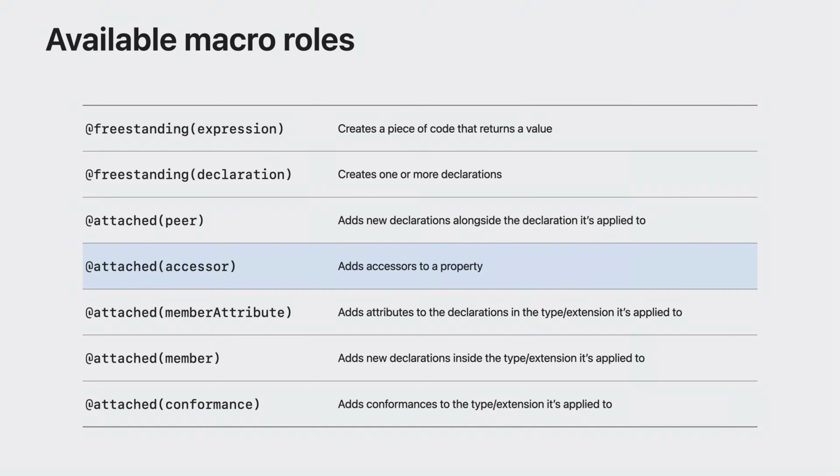Next, let's look at the attached accessor role. These can be attached to variables and subscripts, and they can install accessors into them, like get, set, willSet, or didSet. So how might that be useful?